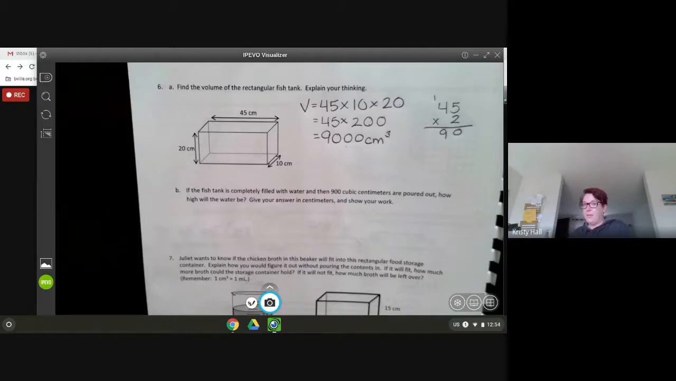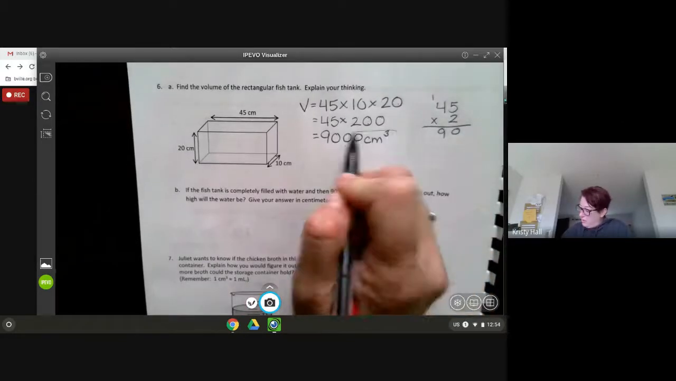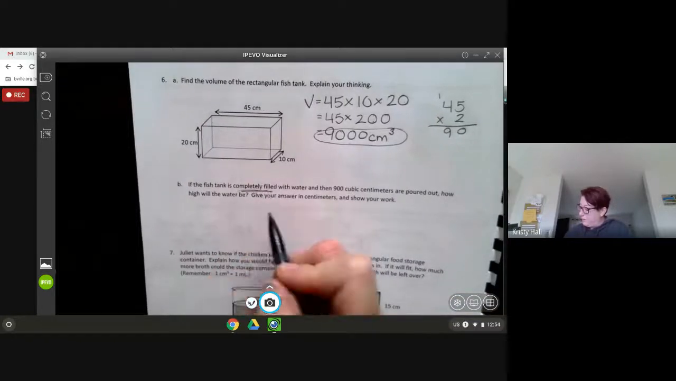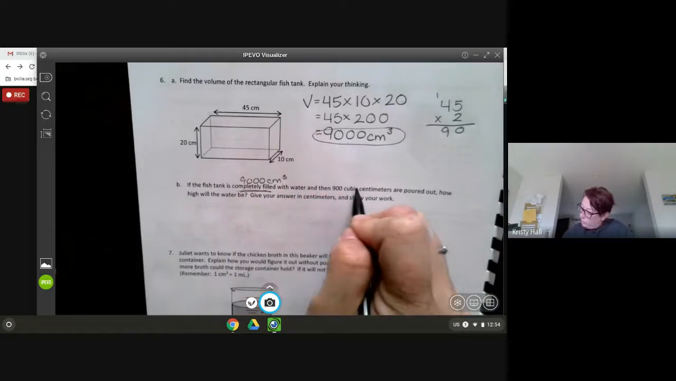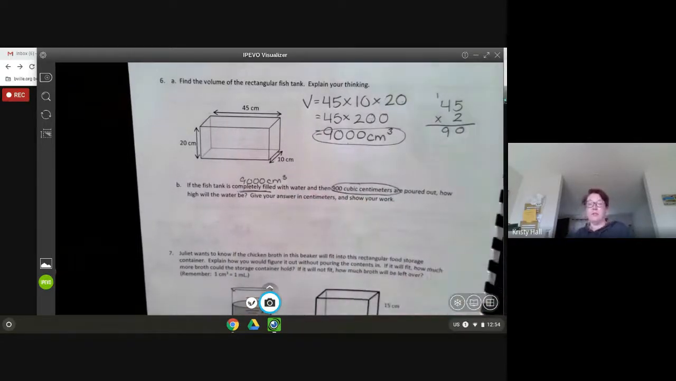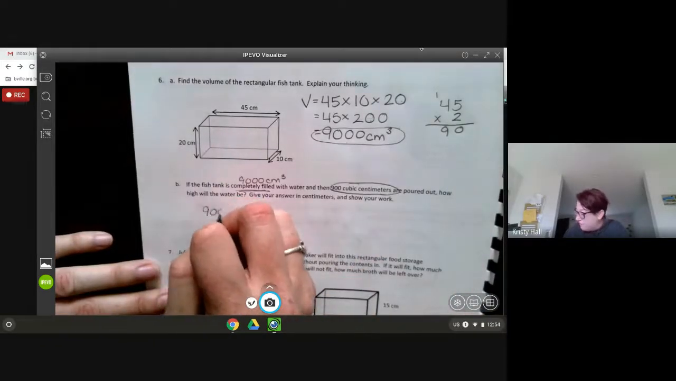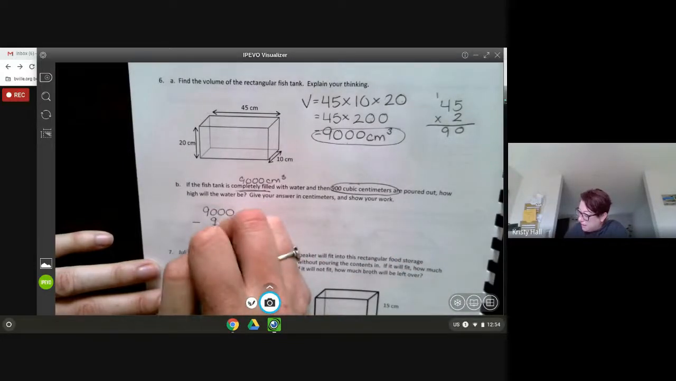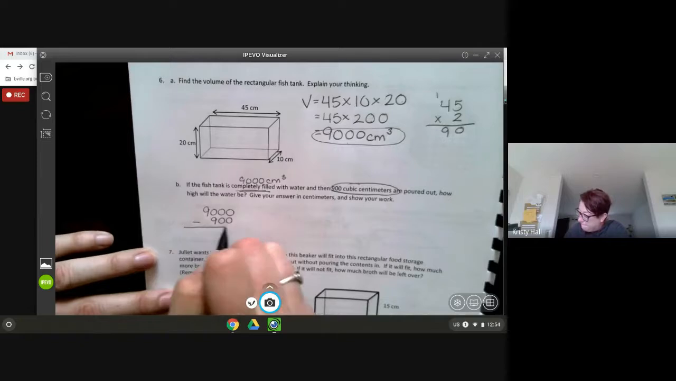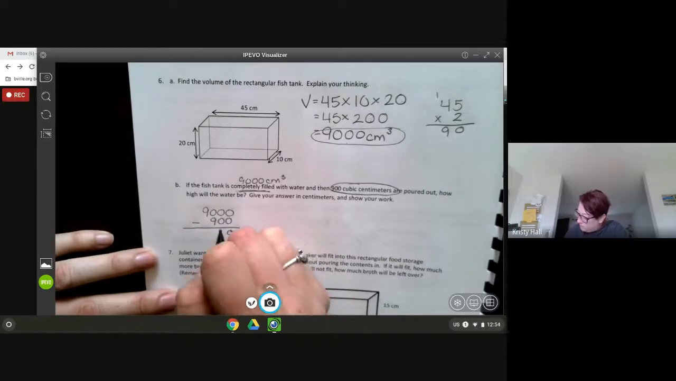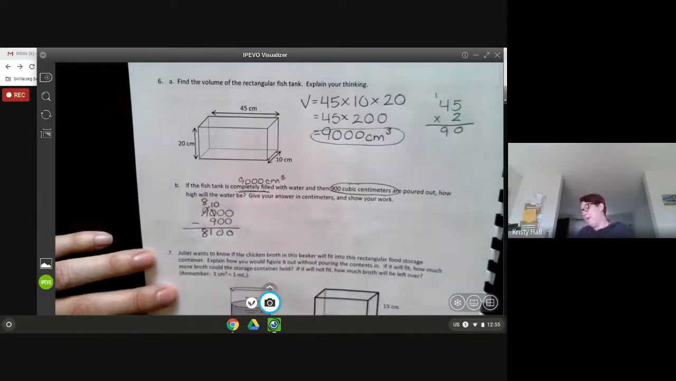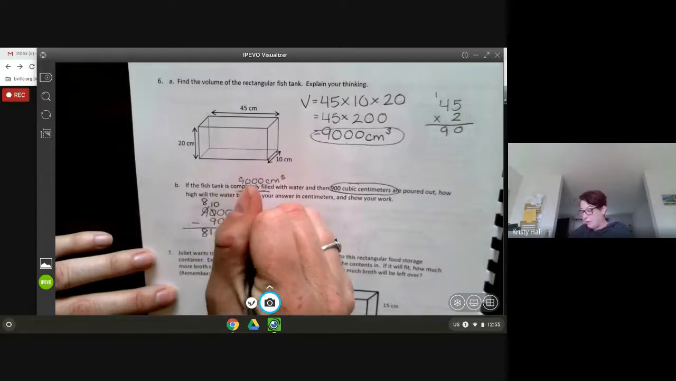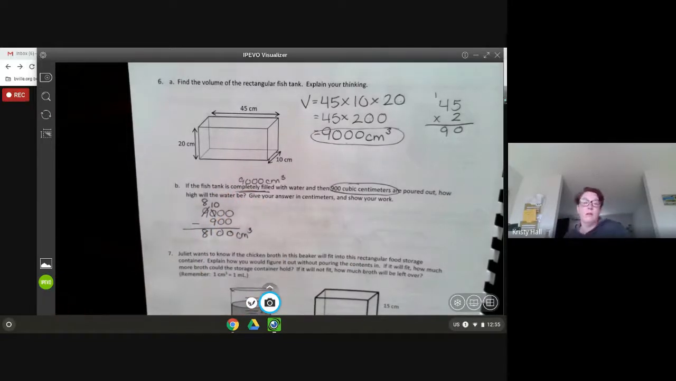So cubic centimeters, the volume, the completely filled volume is 9,000 cubic centimeters. And then we're pouring out 900 cubic centimeters. So this is full and I'm removing some, so I'm going to subtract. So I'm going to have 9,000 minus 900. I will have 8,100 cubic centimeters remaining in the fish tank.